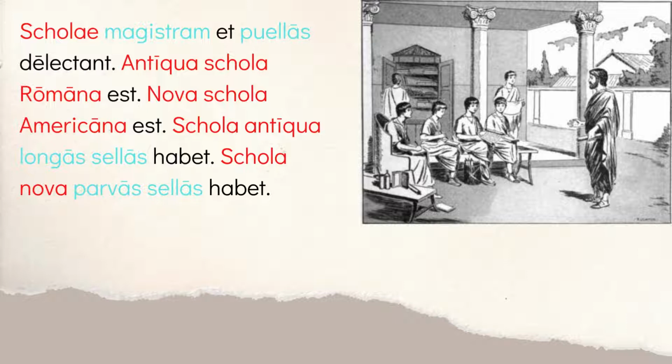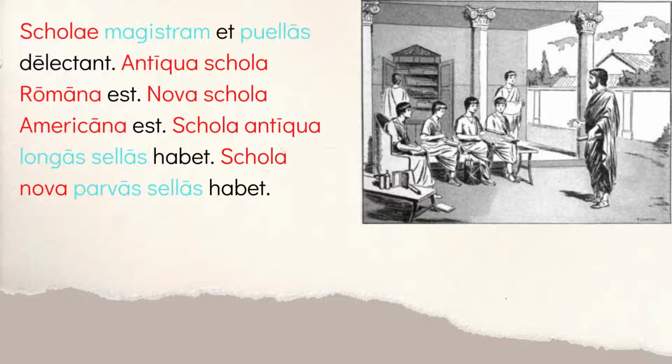Who did they delight? We need a direct object. Magistrum et puellas. There's my accusative case. Magistrum has the AM ending. Puellas has the AS. So you're saying the schools delight the teacher, the magistrum, and the girls, the puellas. Again, it's plural, so it's the girls.